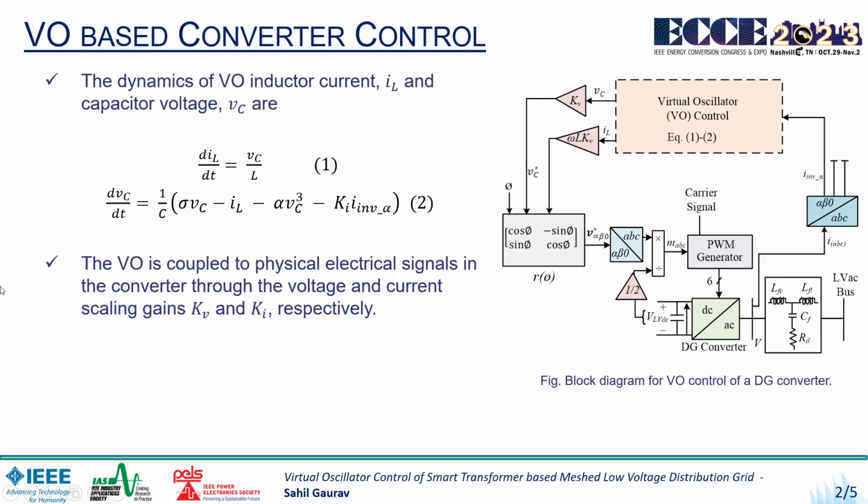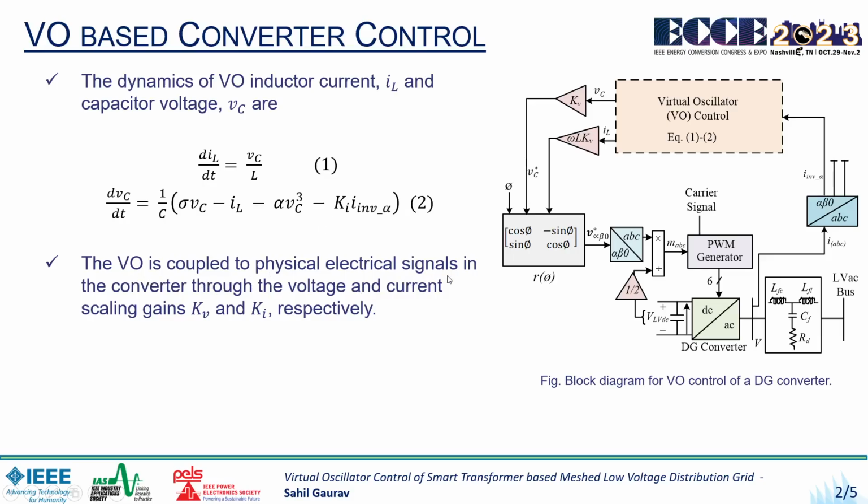And this is the block diagram of virtual oscillator control for DG converters. The dynamics of the VO inductor current and capacitor voltage are this one. If you want to write the virtual oscillator in mathematical equation form, you can have equations 1 and 2, and you can generate the PWM pulses with the help of this dynamics of virtual oscillator control.